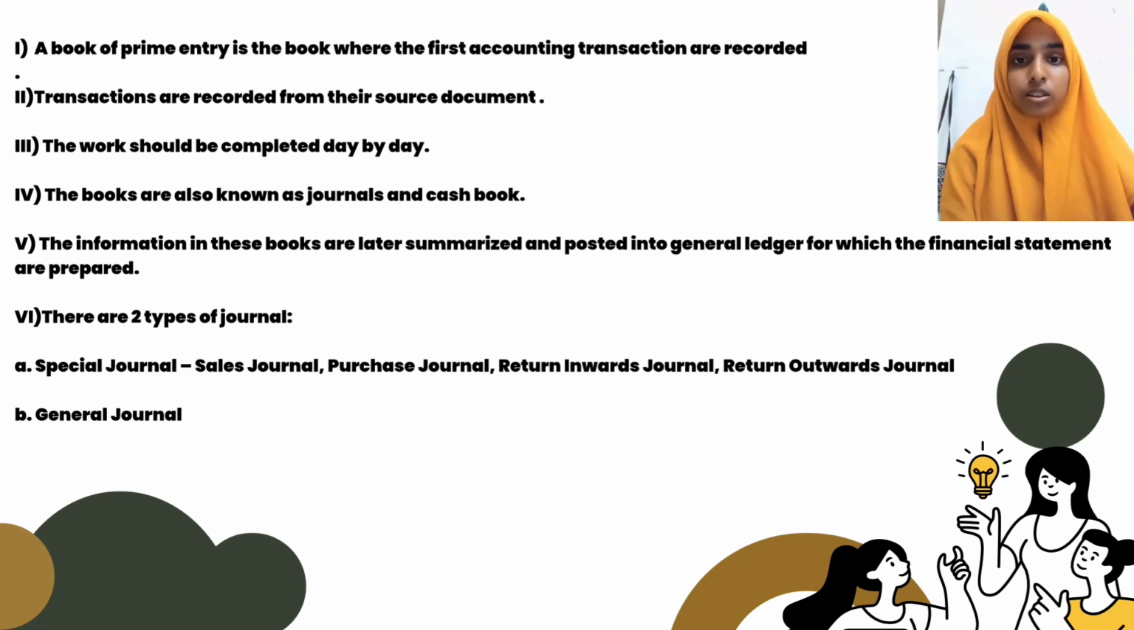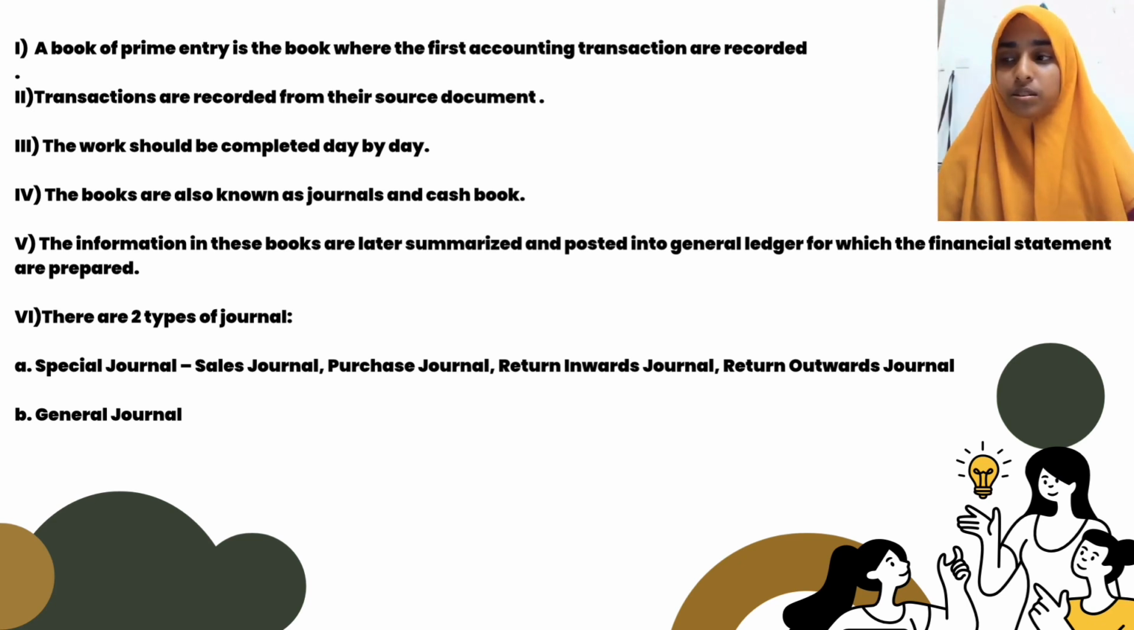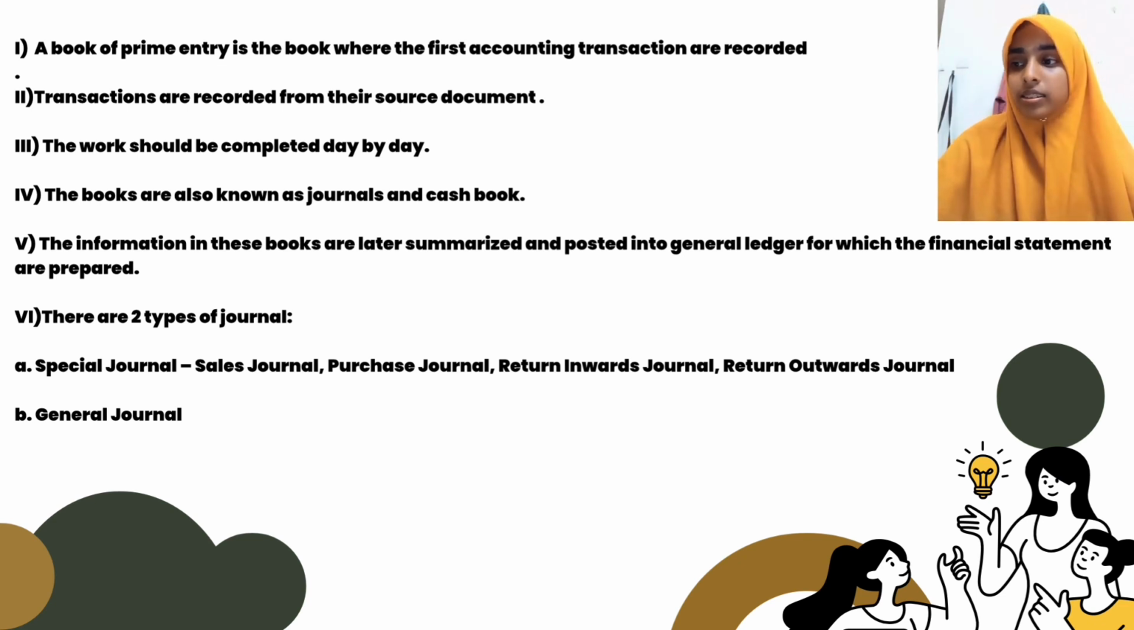There are 2 types of journal. The first is special journal and the second is general journal. In the special journal we can see sales journal, purchase journal, return inwards journal, and return outwards journal.